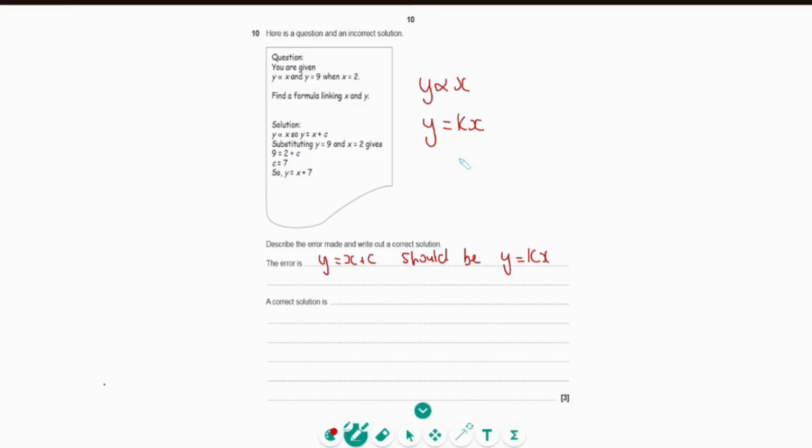Okay, so a correct solution: when y is 9, x is 2, so 9 equals 2k. Divide both sides by 2, k is 4.5. So we replace our k with 4.5. There's our solution, or formula linking x and y.